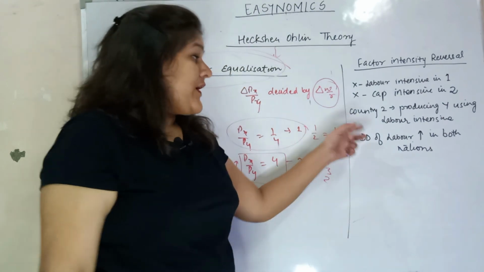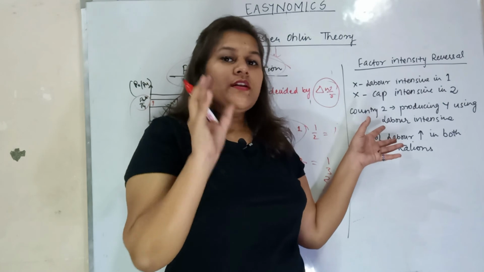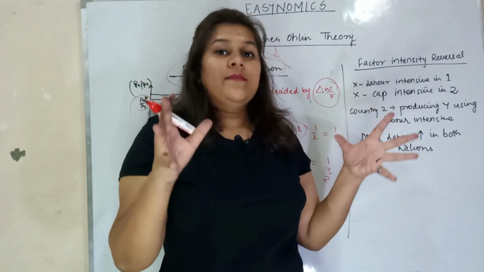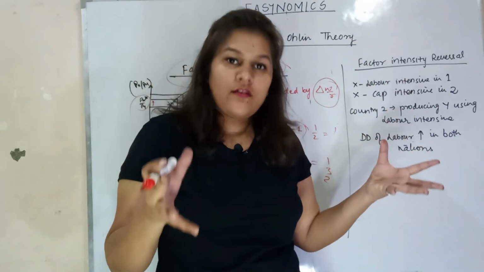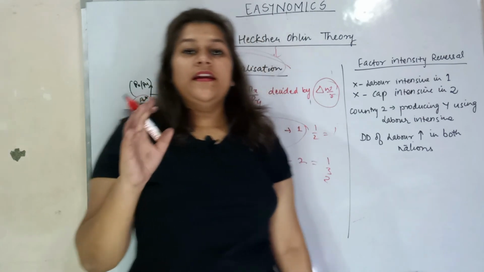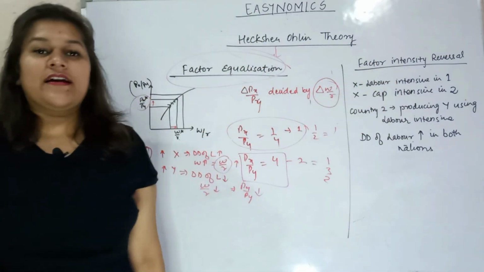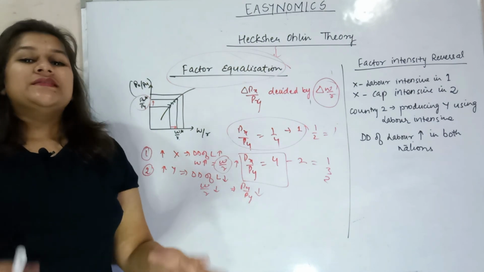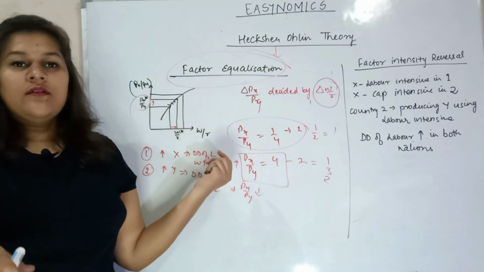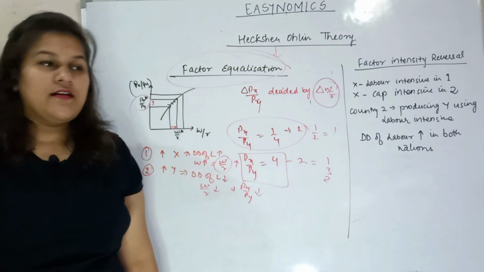Okay? So X can be produced using labor in country 1 and Y can be produced in country 2 using labor. So when they start trade, the production of X increases in country 1 and the production of Y increases in country 2. Whenever they trade, the demand for labor is going to increase in both the countries and ultimately the wage rate will increase in both the countries. So this is known as the condition of factor intensity reversal, which is not much present in the world, but this is an exceptional case if you could find it.